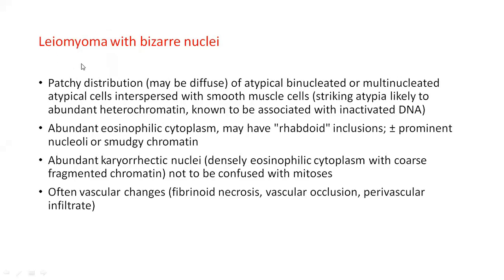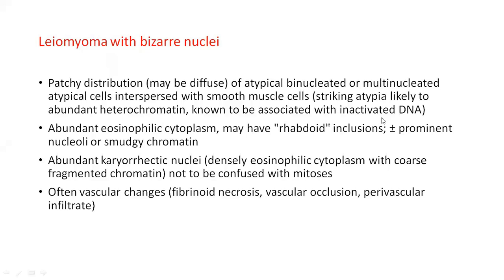So as the name implies, we will have a leiomyoma, but this time the nuclei will have a basal type of shape. These nuclei can have a patchy distribution, or they can be diffuse as well. Commonly they are binucleated, or sometimes they can be multinucleated as well. Why do they have a basal shape?